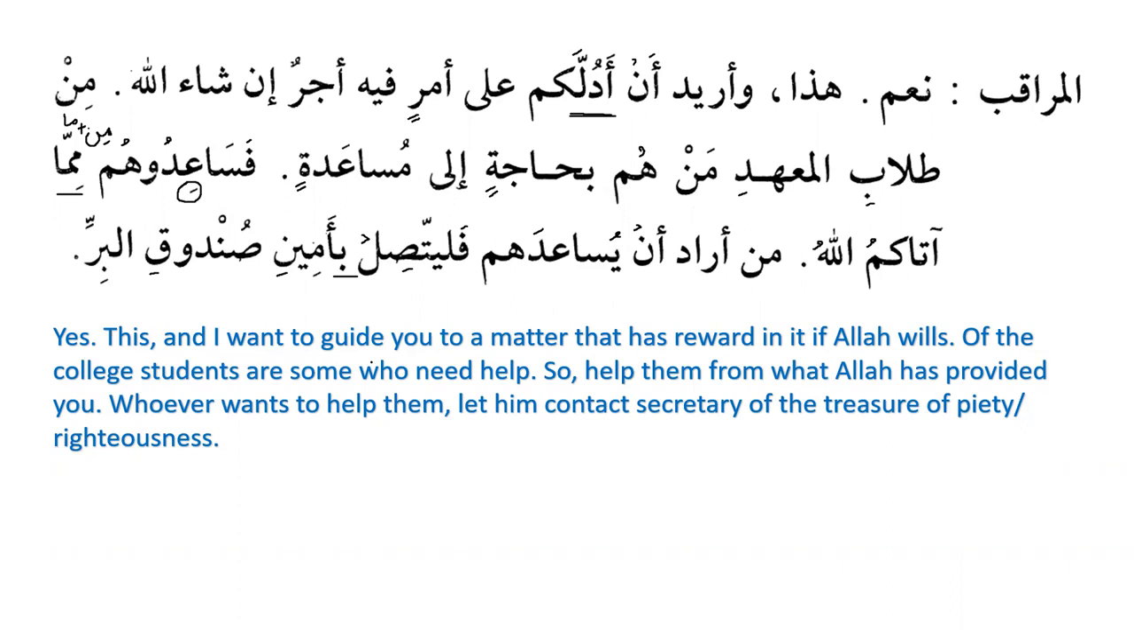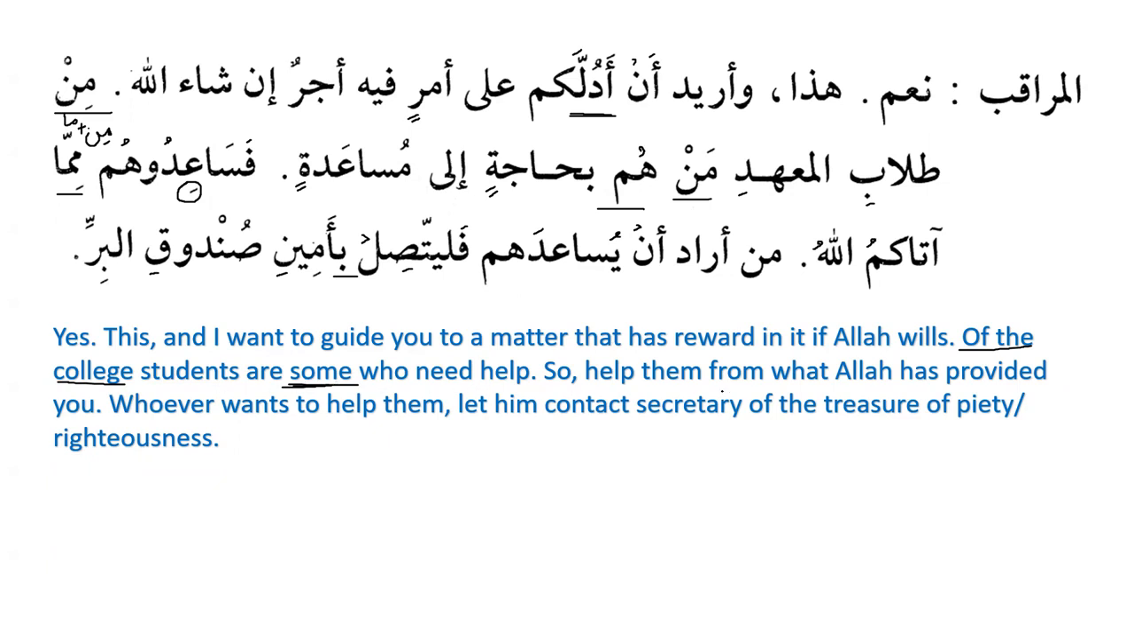So here, inshallah, we will discuss in detail min tullabil mahadi. We will discuss in the lesson, inshallah, in the exercises in detail, that this kind of min is basically used to specify, and it gives the meaning of some. So of, as we can see, of the college students are some, as we can see here, who need help. Min talabil mahdi, man hum, man, as we know that again we have discussed that it means who, and hum means they. Bihajatin ila musa'adatin, they are in need of some help.